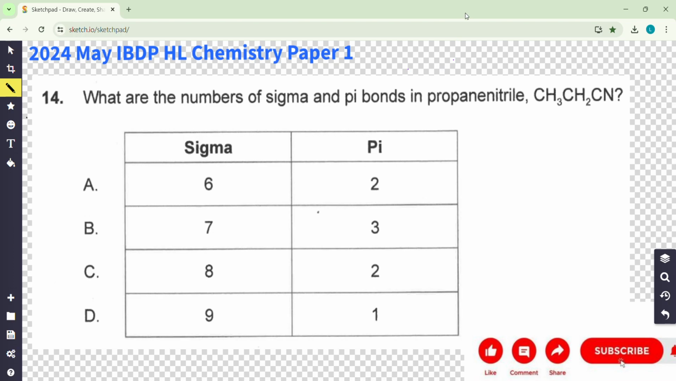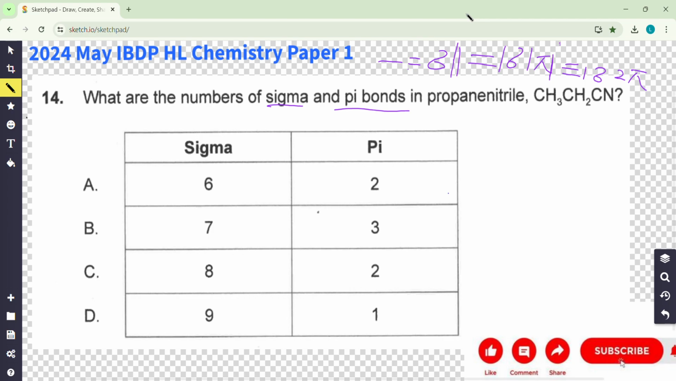Welcome back. Question 14 is about number of sigma and pi bond. Very easy to remember. If it is a single bond, it is a sigma bond. If it is a double bond, then it will be 1 sigma, 1 pi, okay? And if it is a triple bond, then it will be 1 sigma and 2 pi bond. Very easy to remember the rules, okay?